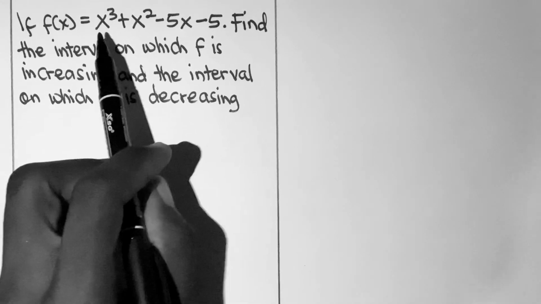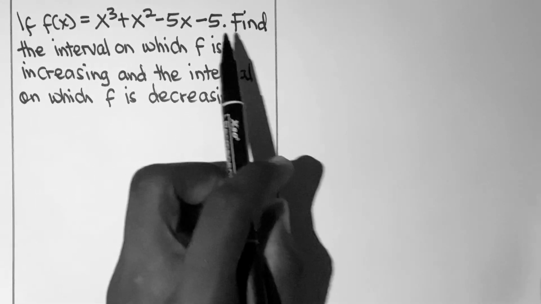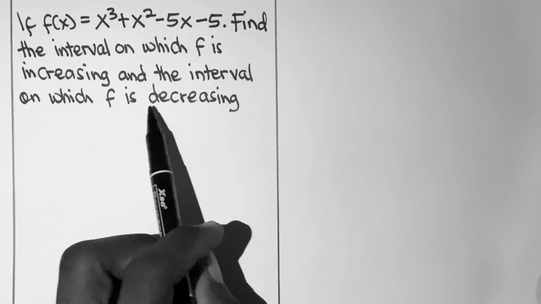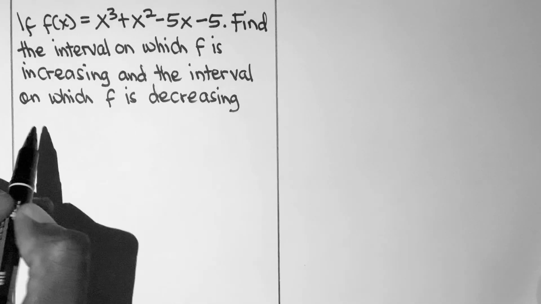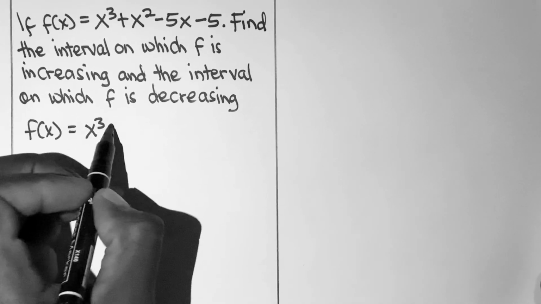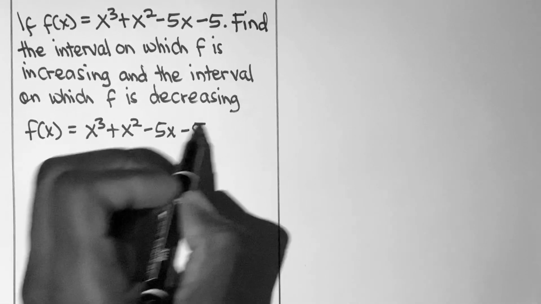If f of x equals x cubed plus x squared minus 5x minus 5, find the interval on which f is increasing and the interval on which f is decreasing. So the function f of x is equal to x cubed plus x squared minus 5x minus 5.